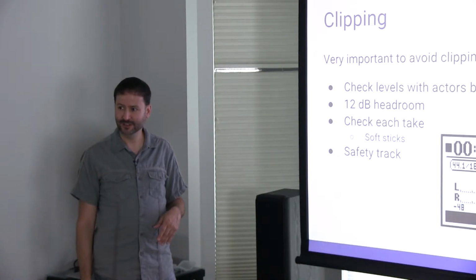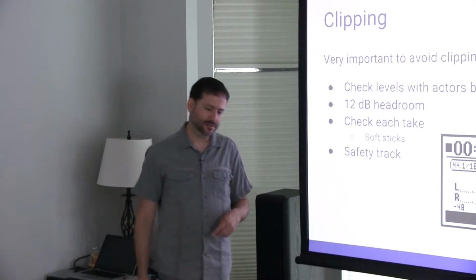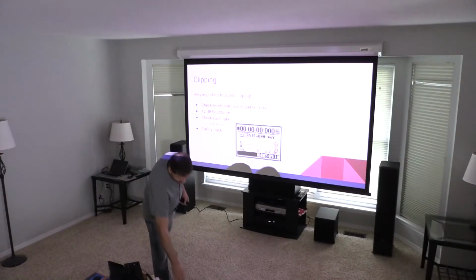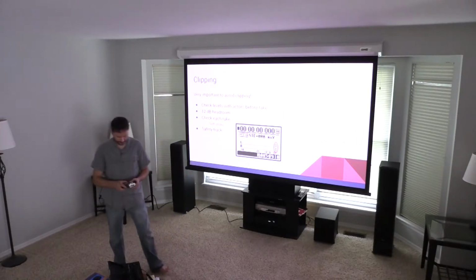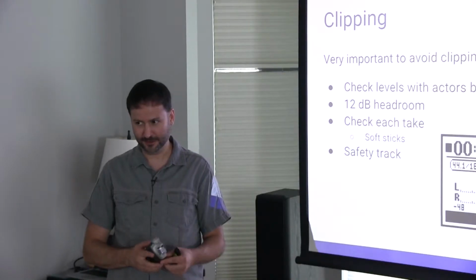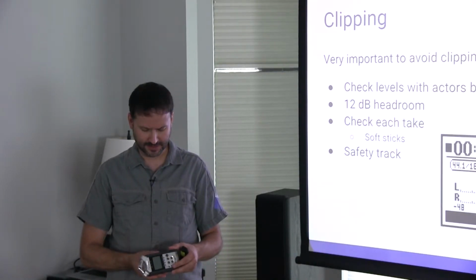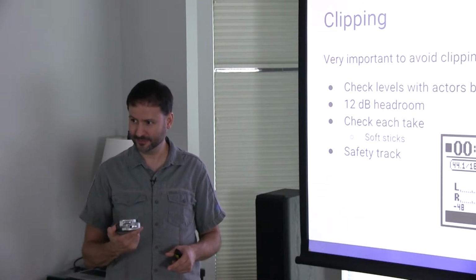When you say adjusted, you said something about gains. Is that like a little? Yeah, so on the recorder, you're going to have some kind of adjustment, and it's going to be named different things. This one is labeled record level.